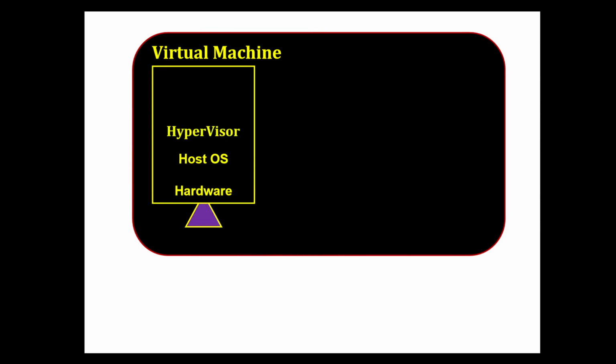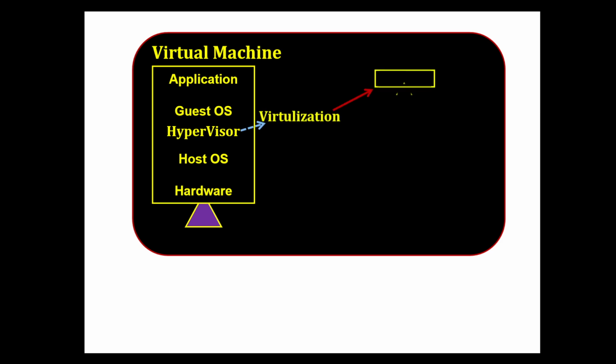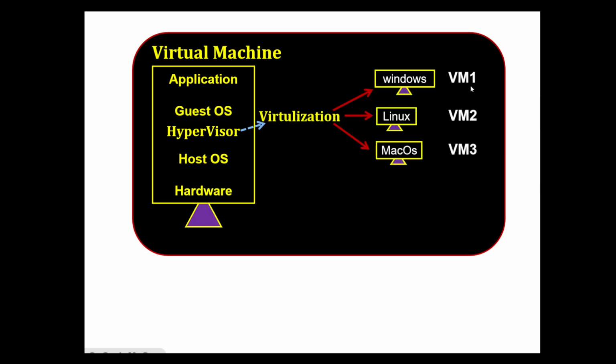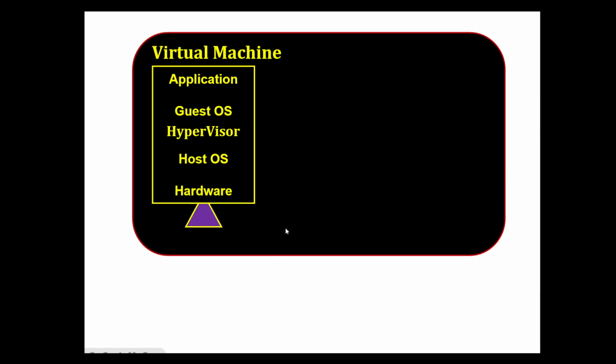On top of that, we have a hypervisor layer. Basically, a hypervisor is software that allows us to create and run virtual machines on a physical computer. On top of that, we have a guest operating system, and on top of that, our actual application running. Through the hypervisor, we enable virtualization, and through virtualization, we can create multiple virtual machines for different platforms. For example, we can create one virtual machine for Windows, one for Linux and one for Mac OS. This is the basic structure of a virtual machine and how it functions.